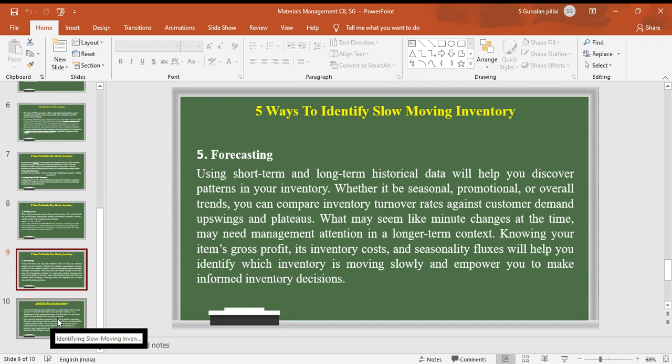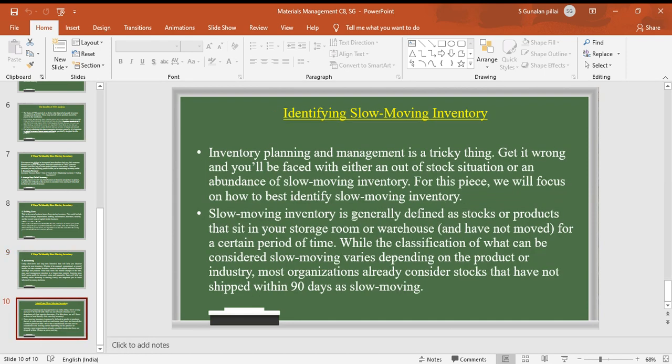So these are all the 5 different methods which are available to identify slow moving inventory. Then another technique. Very specifically here, slow moving or spares, you can see in our syllabus spares are also included. So these are some of the products we have to keep a very close watch on.